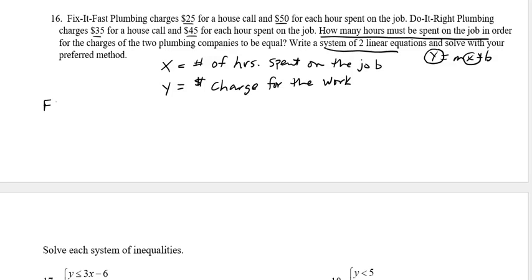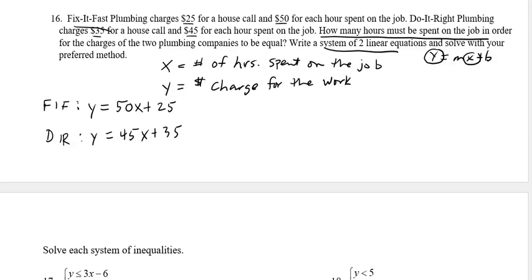Okay, so let's do Fix It Fast. $25 for a house call, and then it's going to be $50 for each hour. So their charge, y, is going to be $50 times the number of hours they work, and then they're going to charge you $25 just to show up and estimate what it's going to cost. The other company is a little different. It's $45 per hour, and then it's $35 to show up and tell you what needs to be done. And so now we get to solve this.